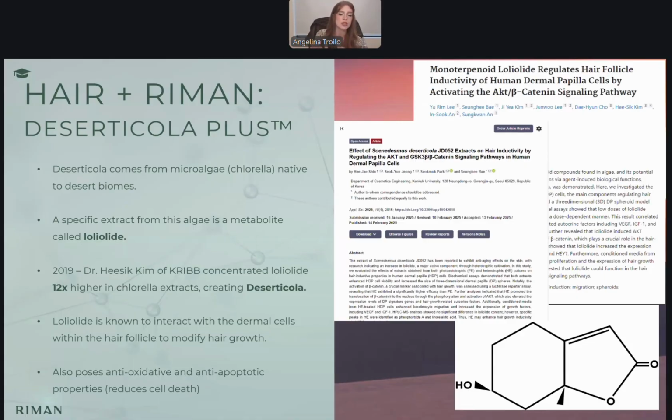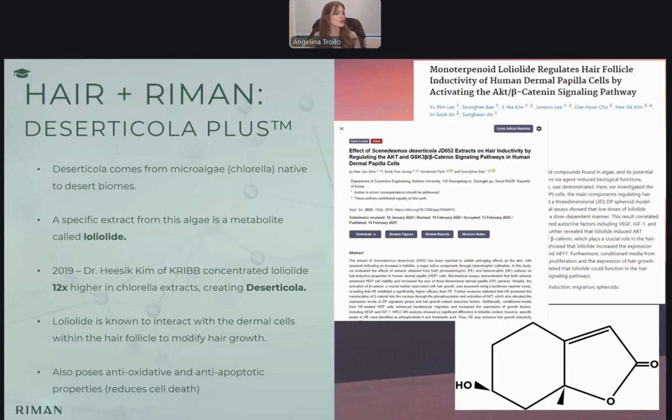So essentially, scientists discovered this unique species of chlorella in the desert, and in understanding how it was surviving such arid conditions, they were able to break apart different extracts and found a specific metabolite known as lololide. Once this was discovered, Dr. Hee-Sik Kim, who actually came to speak at our convention, if you were able to hear from him, but he's actually a representative from the Korea Research Institute of Bioscience and Biotechnology, but also is a notable scientist at our Ask Labs. He was able to help concentrate this lololide essentially such that RIMAN can utilize it as a personal care ingredient. And that concentrated form of lololide is Deserticola Plus.